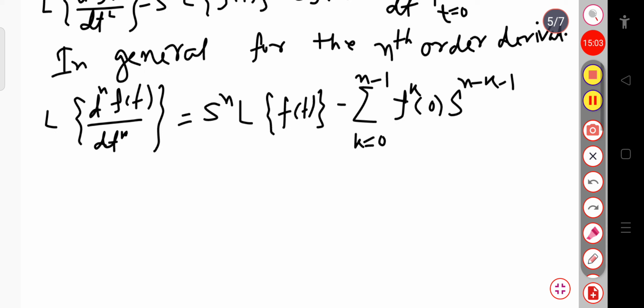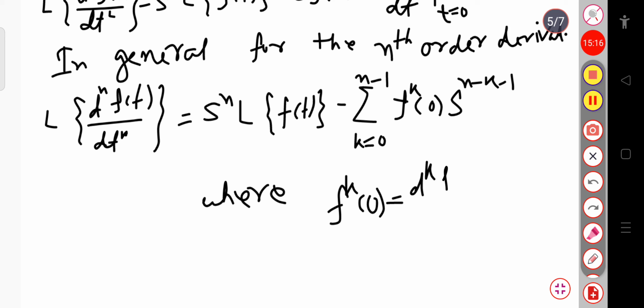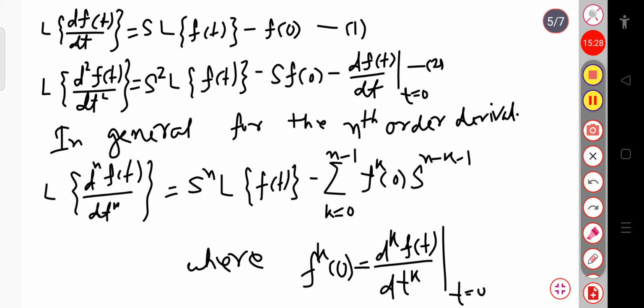Here this f^k of 0 is equal to d^k f of t, that is the kth derivative of f of t, divided by dt power k at t equal to 0. Now I will show you whether this expression that we have written is correct or not.